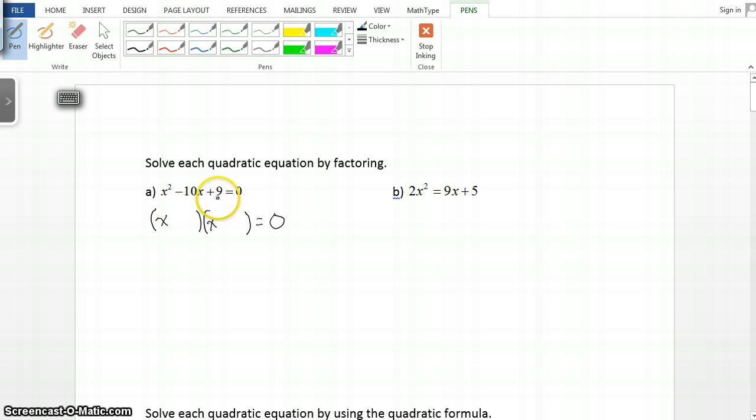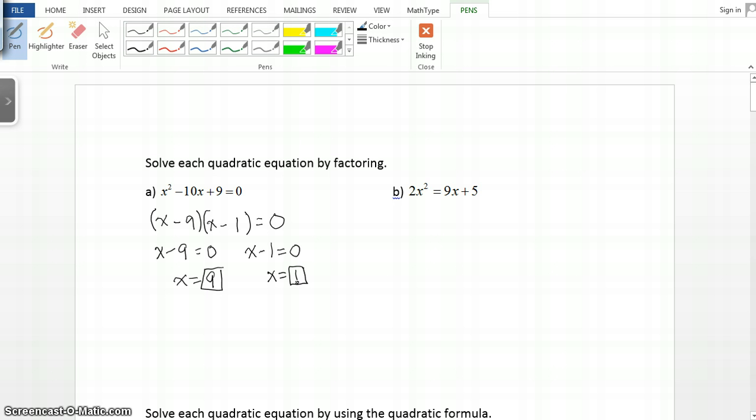Now we need two factors of 9 that add up to negative 10. That would be negative 9 and negative 1. Alright, then you set each factor equal to 0 and solve those little equations separately to find your answers for x. So I'll have x equals 9, that's my first answer, and x equals 1 is my other answer. Let's look at part B.